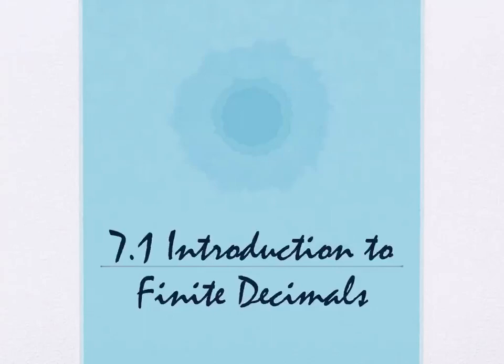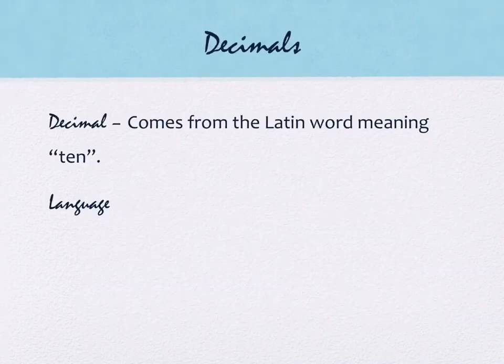Today we're going to start Chapter 7. We're in particular going to take a look at Section 7.1, which is an introduction to finite decimals. The first bit of language or vocabulary that we're going to take a look at is the word decimal. The word decimal comes from the Latin word meaning 10.